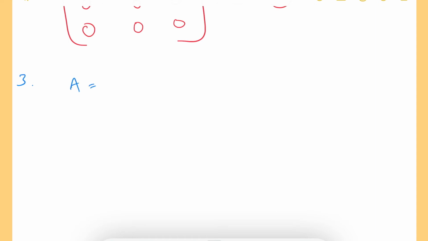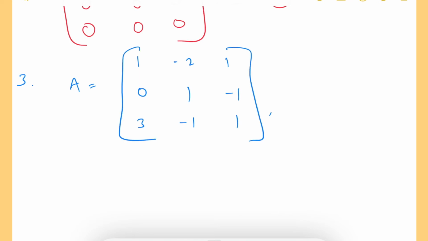Matrix A is equal to 1 minus 2 1, 0 1 minus 1, 3 minus 1 1. Then he is asking to find the value of A cube minus 3A square minus A minus 3I. Okay, so one by one let us find. So first I am going to find the A cube value. A cube is nothing but A into A into A.